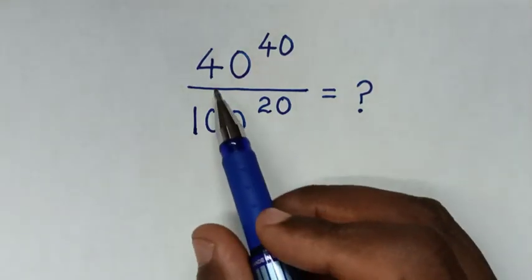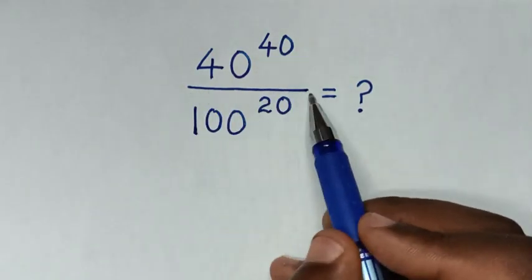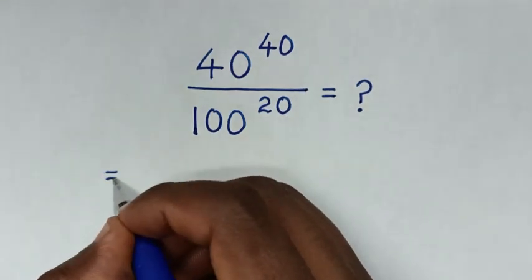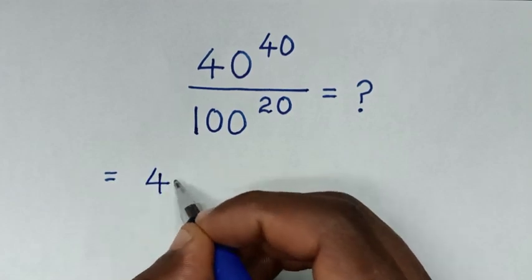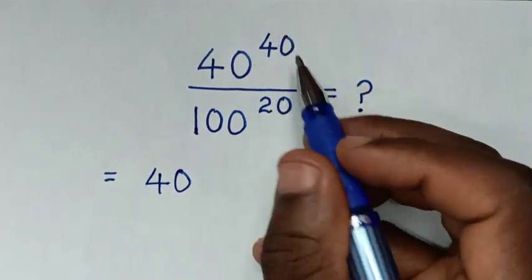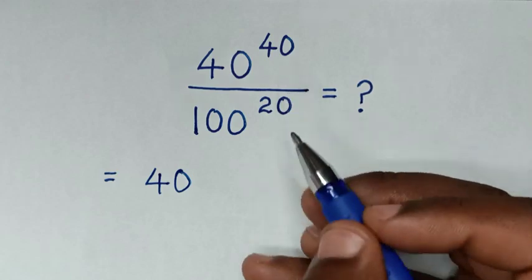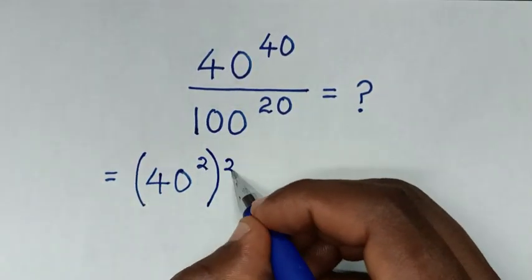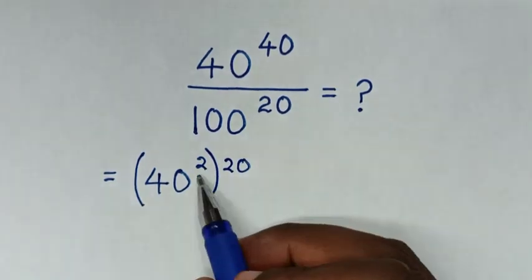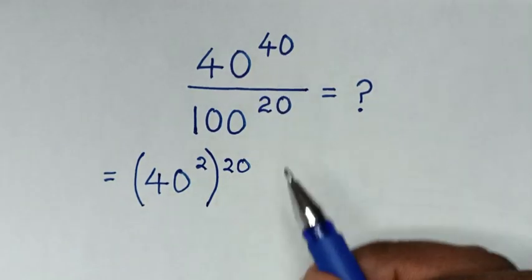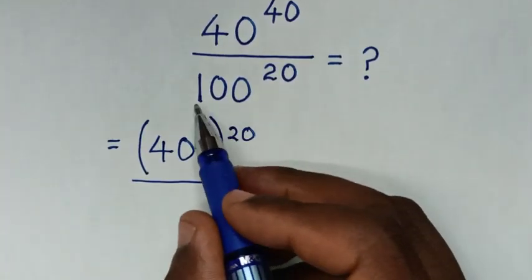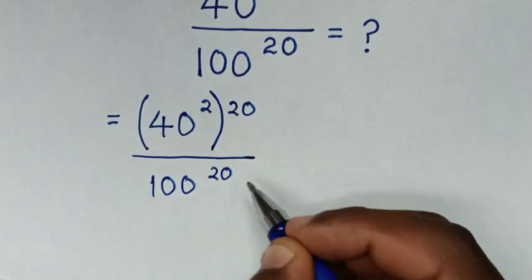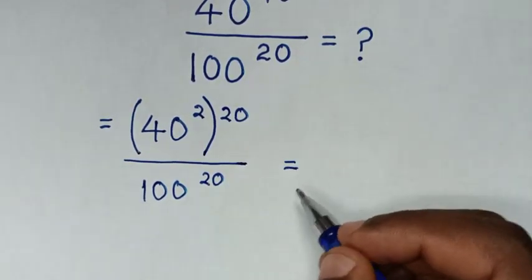Hello, how to solve 40 power of 40 over 100 power of 20? So it will be equal to 40 power of 40. To have common power of 20, 40 is the same as 2 inside the bracket, then power of 20 outside the bracket, as power of 2 times 20 is power of 40. Then over this same exponent, 100 power of 20.